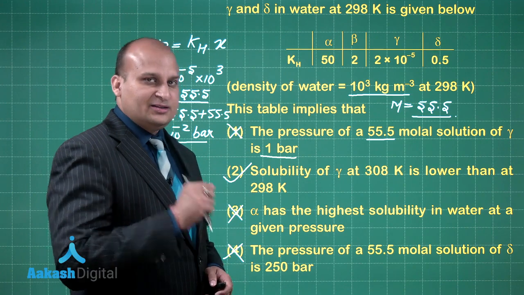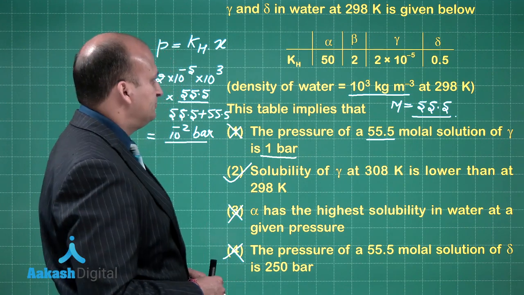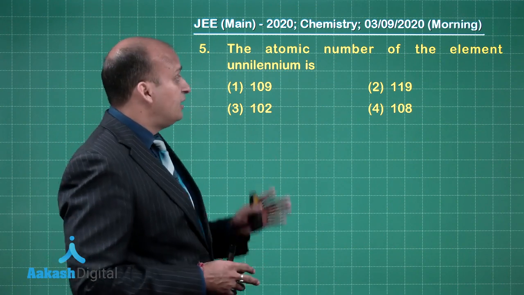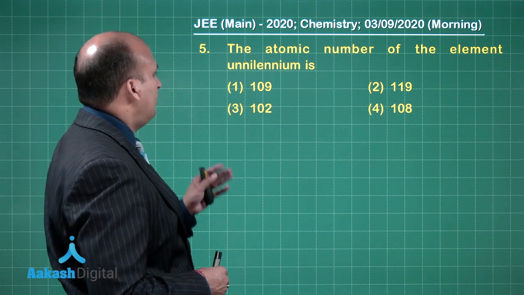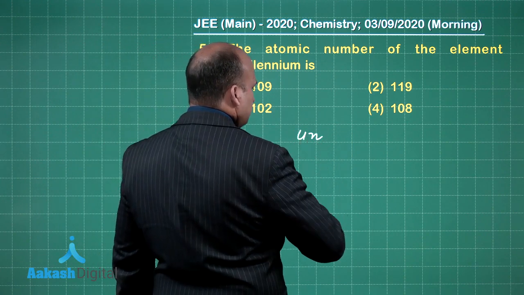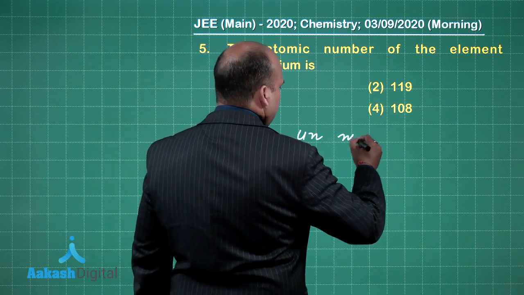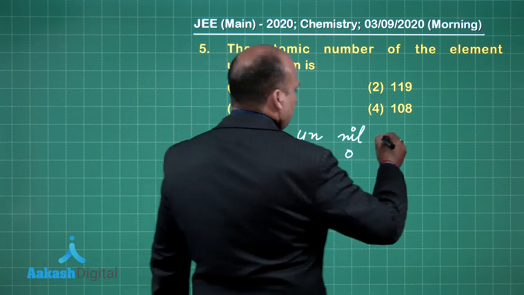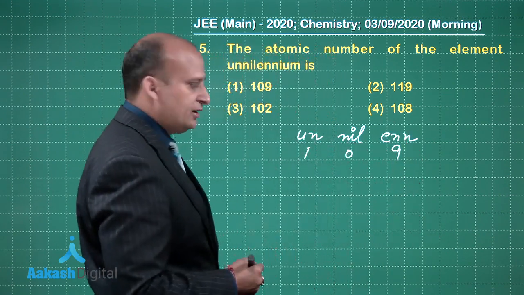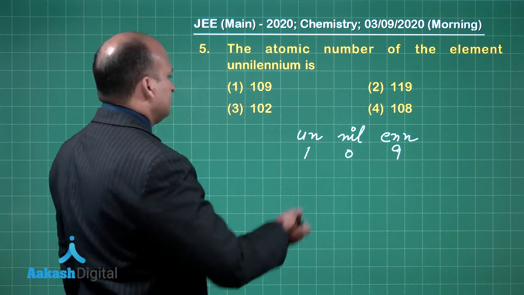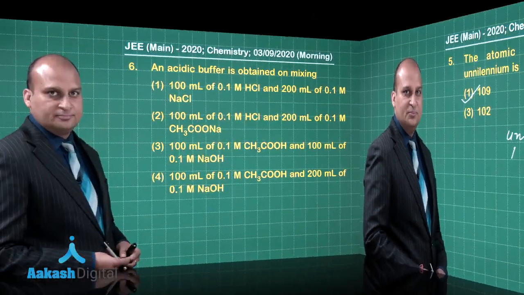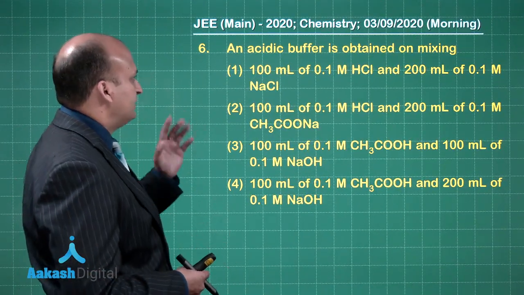Okay, let's look at the next question. Question number 5. It is asking the atomic number of the element unnilennium. See, when you say un, it is 1. When you say nil, it is 0. When you say enn, it is 9. So the correct answer is 109, which is choice number 1, right. Let's look at question number 6.